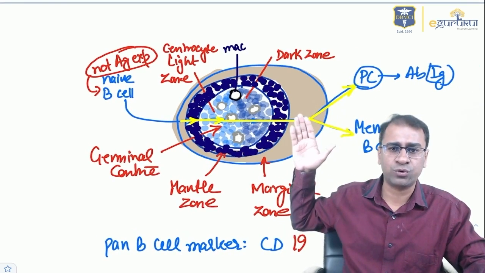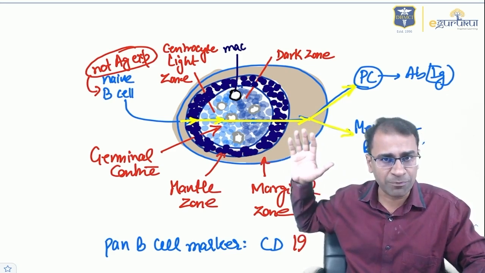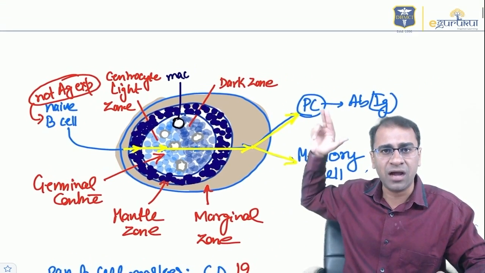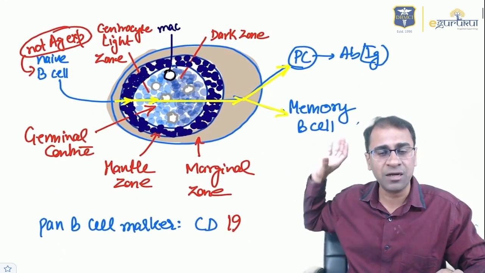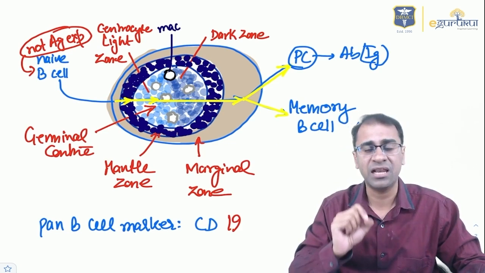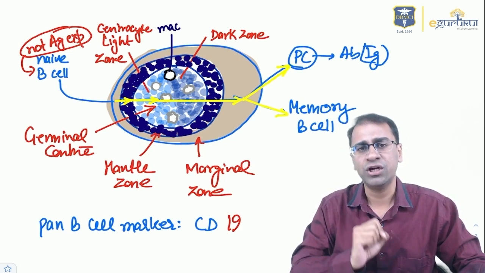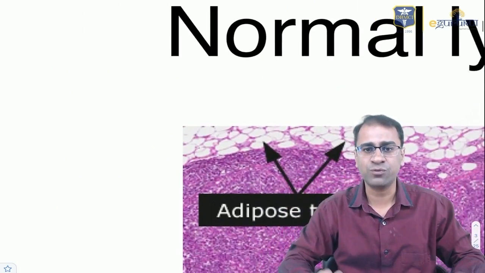When you move to the marginal zone, the marginal zone area will give rise to marginal zone lymphomas. After passing this area, a B cell can make a plasma cell, which can give rise to multiple myeloma, and can give rise to a mature B cell, which can give rise to a memory B cell, and memory B cell is proposed to give rise to hairy cell leukemias.